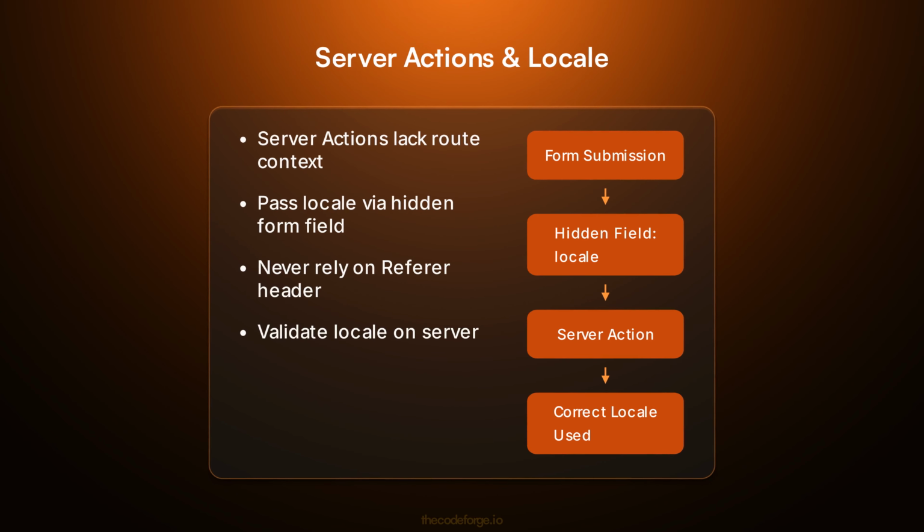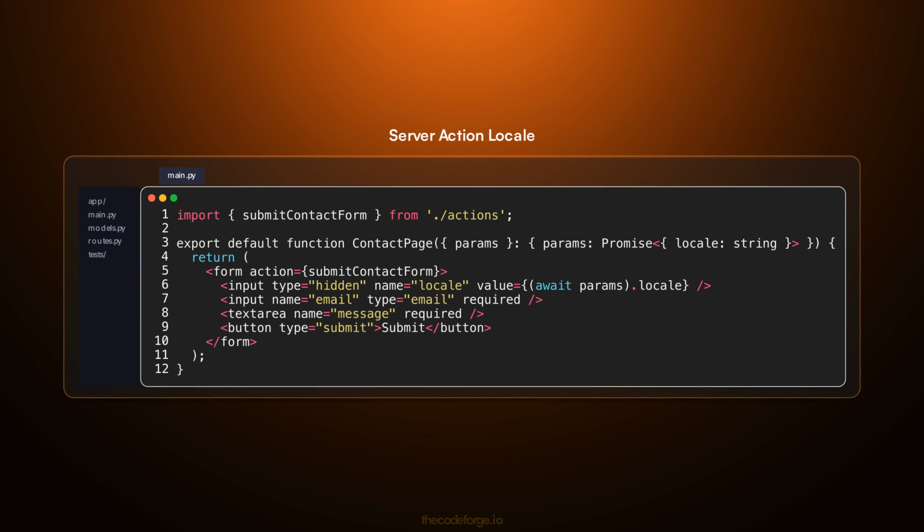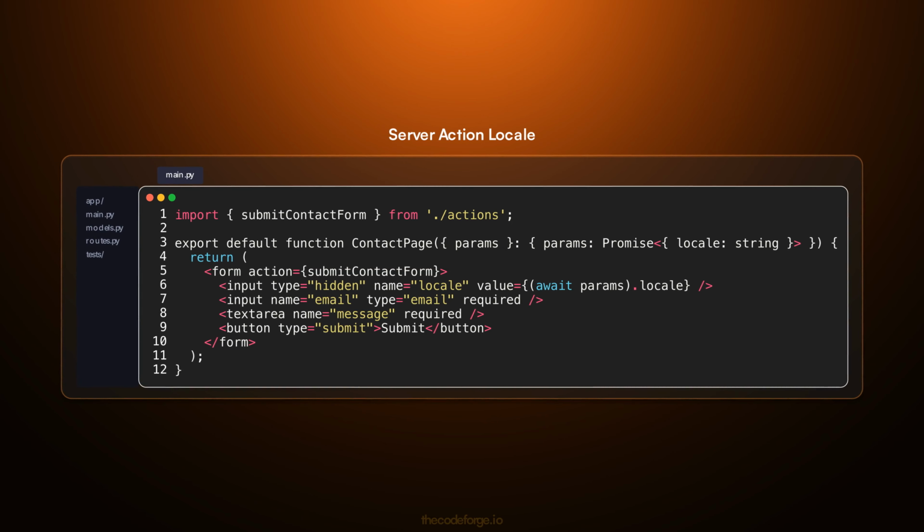Server actions don't have access to root params. If you need locale context, you must pass it explicitly, for example, as a hidden form field. The referrer header is unreliable because privacy tools strip it. Here, we pass the locale as a hidden input. The server action reads it from the form data. This ensures the action knows which language the user was using.